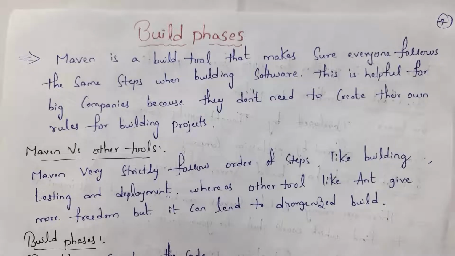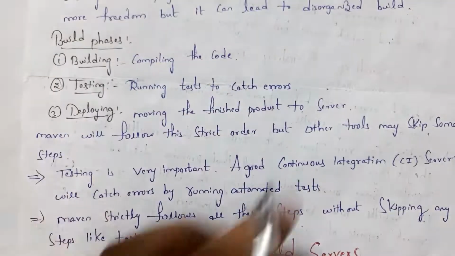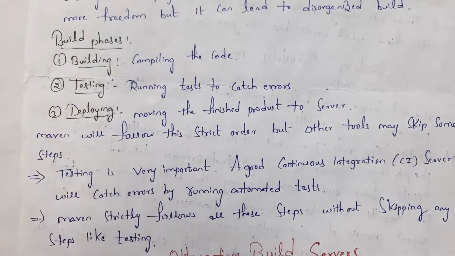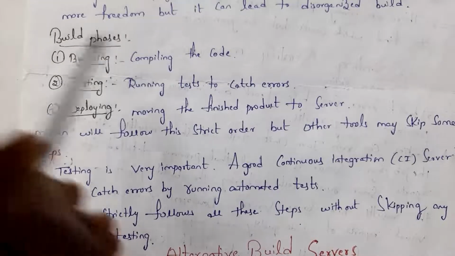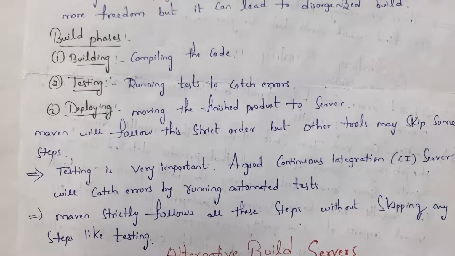Guys, for example, if you consider Maven, it strictly follows three steps. They are building, testing and deployment. Whereas if you consider a tool like Ant, in Ant we can skip testing. It will not follow rules strictly. If you skip any of these steps, then software quality will decrease. These are three phases in Maven. They are building, testing and deployment. Guys, Maven will follow the order strictly, whereas other tools may skip some steps. If you want to produce high quality software, then testing is very important. A good CI server will catch errors by running automated tests. Maven strictly follows all the steps without skipping any of the steps like testing.